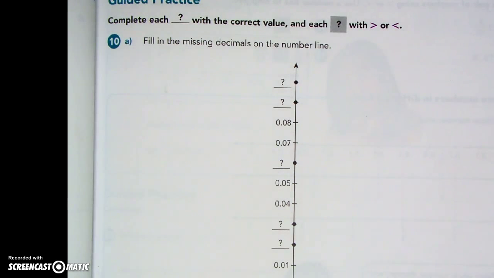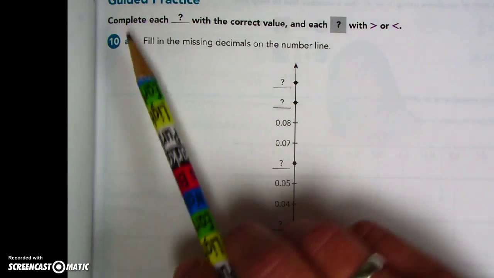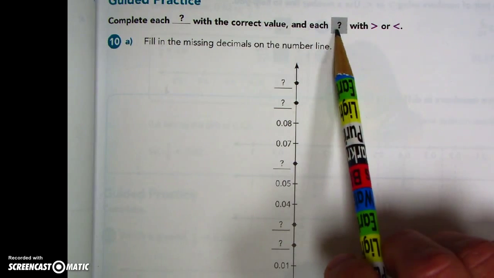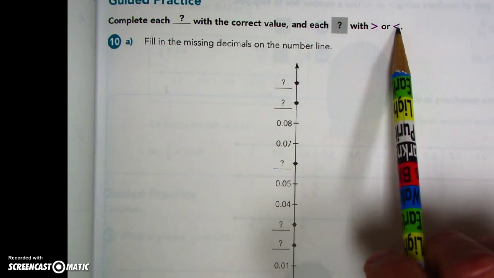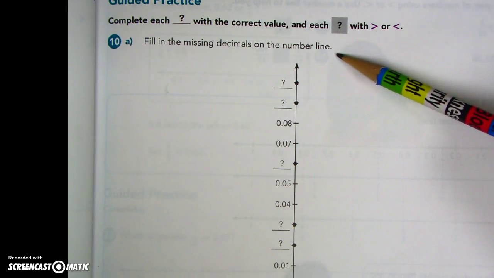So the first thing we're going to do is I'm going to do a problem with you, and then I'm going to have you guys do it on your own. So if you could go ahead and look at the directions for number 10. It says complete each question with the correct value and each question mark with a greater or less than symbol. Fill in the missing decimals on the number line.